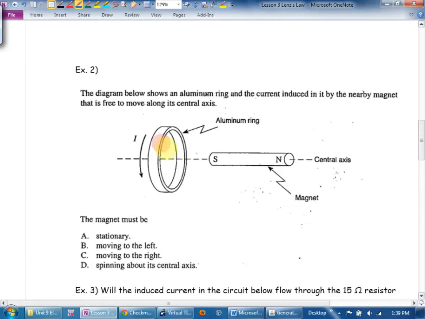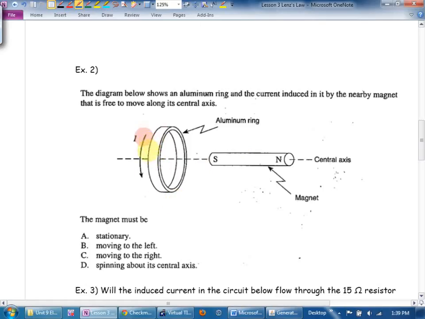Here's the copper pipe, but on its side, and only a short piece of pipe, not a long piece of pipe. So it says this. The diagram below shows an aluminum ring, and it shows the current that's induced in it by the nearby magnet. So we know which way the current is flowing. Which way is the current flowing?